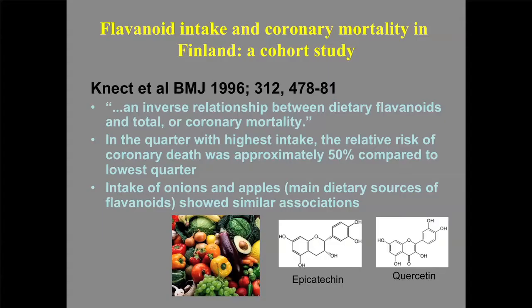So what is the evidence that antioxidants are of benefit? And this is a study from Finland in which they looked at dietary flavonoids, which is one form of antioxidant. It's present in high amounts in onions and apples. And these are two molecules that are flavonoids that are present in that food. So just for your knowledge, any fruit or vegetable which is really well coloured will generally contain quite a lot of antioxidants.